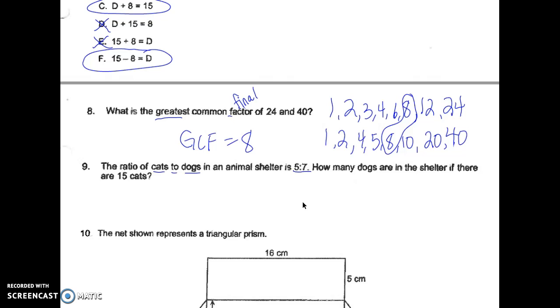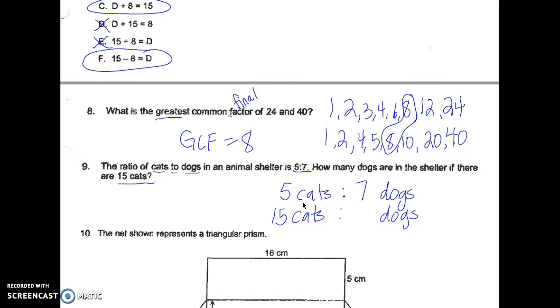So when I write down my ratio, 5, what am I going to write behind 5? 5 cats to 7 dogs. And notice I kept it in the same order that they told me. Cats to dogs, cats to dogs. Okay, and I know that down here I'm going to have the same order. Cats to dogs. And I can just fill in my numbers. How many dogs are in the shelter if there are 15 cats? So where am I going to write my 15? I'm going to write it with the cats.